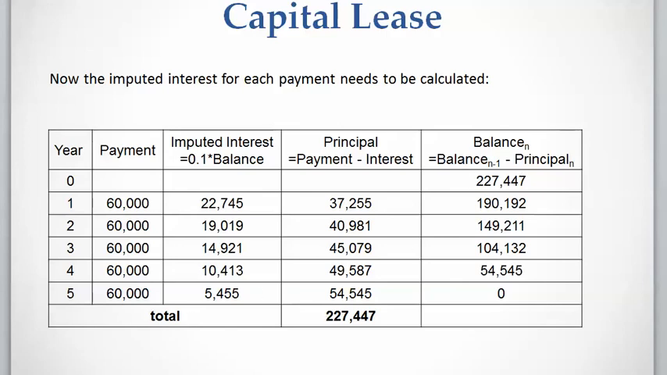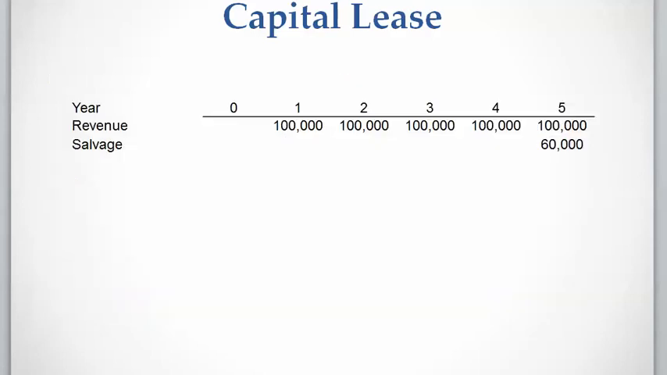Now let's enter these data in the table and evaluate the project assuming the capital lease. From present time to year 5, revenue is $100,000 from year 1 to year 5, and the salvage is going to be $60,000 at the end of year 5. The operating cost is going to be $20,000, $25,000, $30,000, $35,000, and $40,000 from year 1 to year 5.